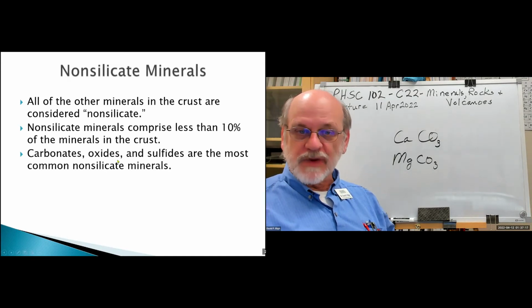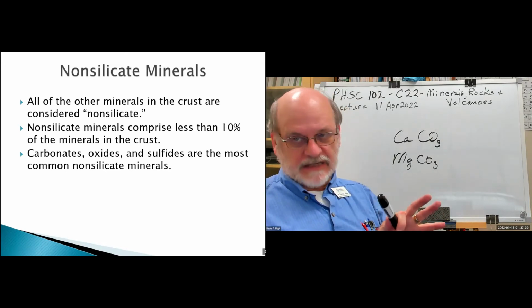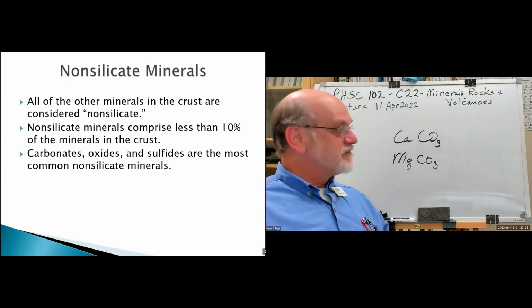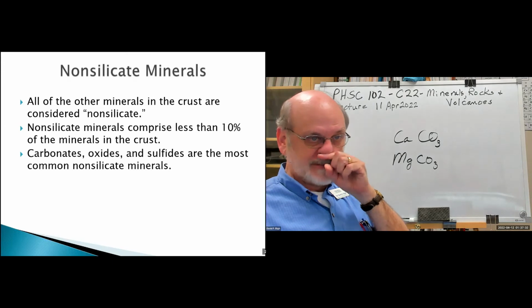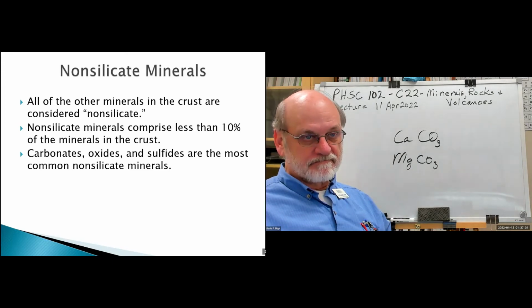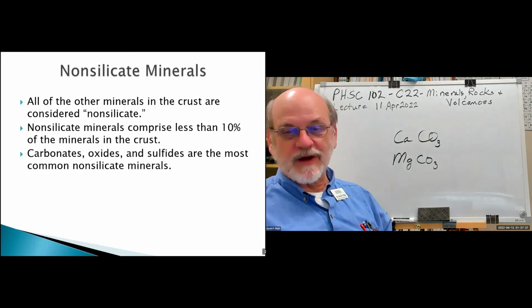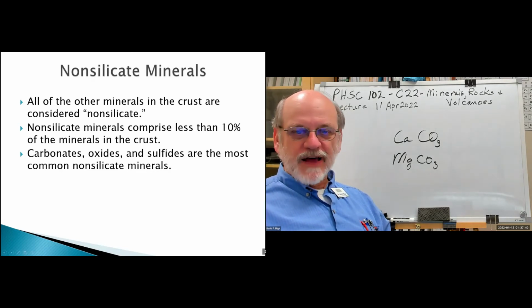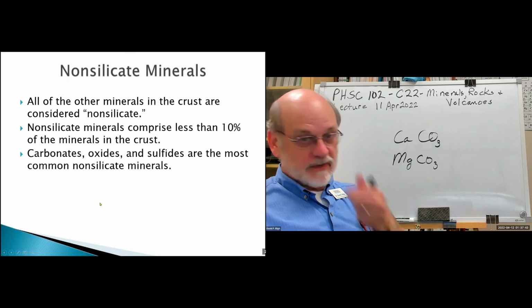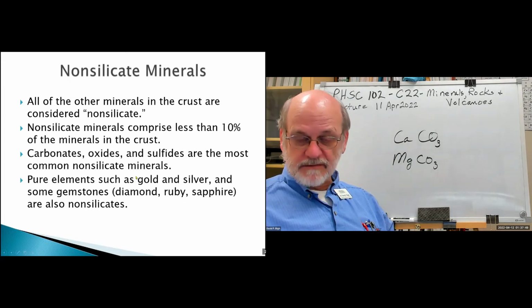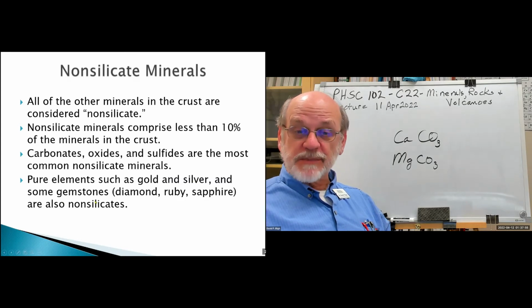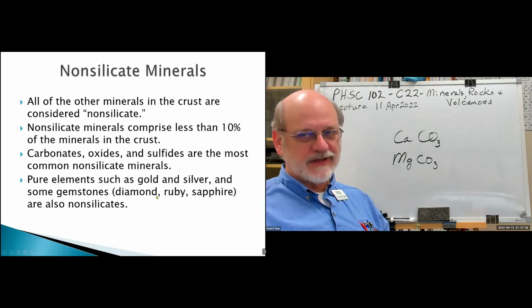Oxides. You can have minerals made of oxides other than silicon, right? You could have, let's see, what's a good example? Yeah, I can't think of a good example right now. Oxides, sulfides, these are the most common non-silicate minerals. And you can have pure elements, such as gold, silver, certain types of gemstones that we mentioned earlier. Those are all non-silicates.